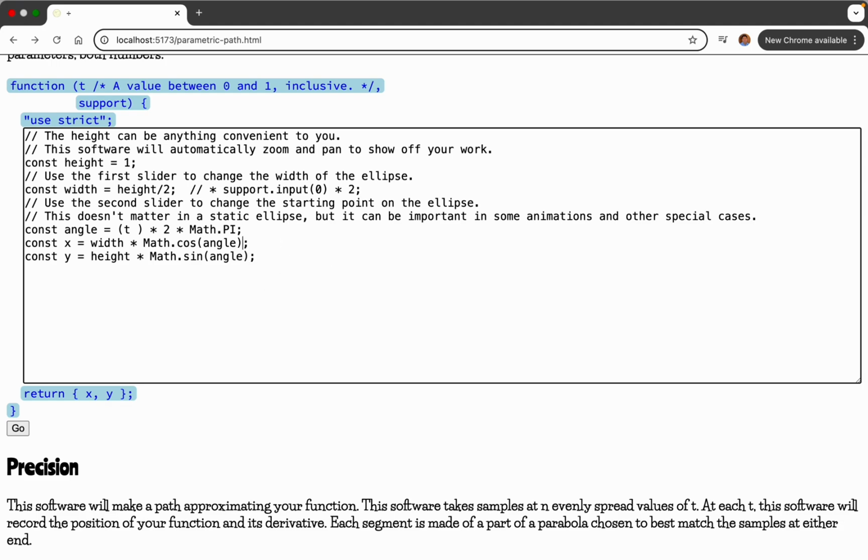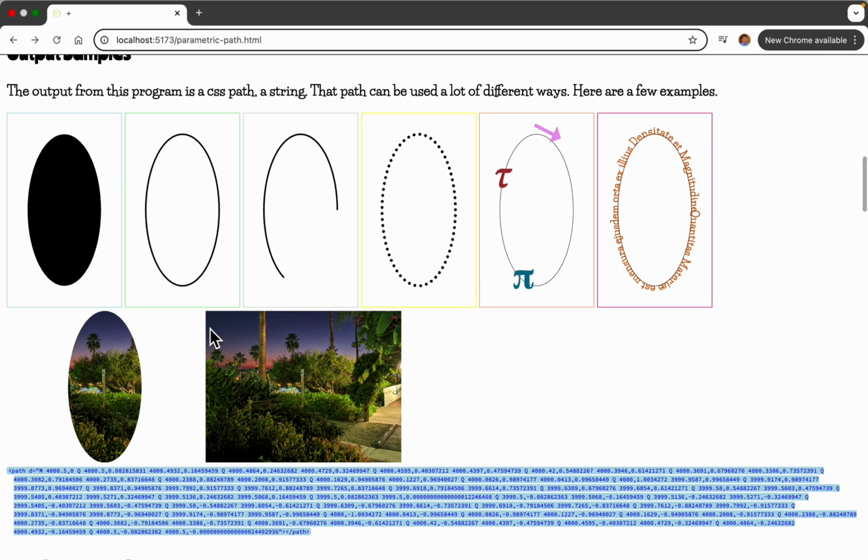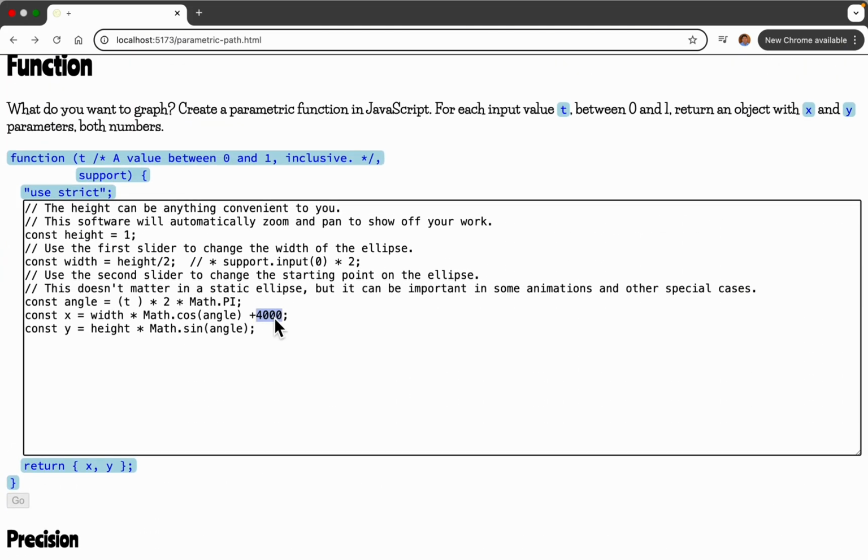So if I did something crazy like plus 4,000, what's going to happen? Well, in fact, nothing, because I just moved the camera to follow that. It automatically centers around your thing. And again, that's making it easy just for this demo. In the real world, you probably know what your constraints are. You probably don't need that done for you.